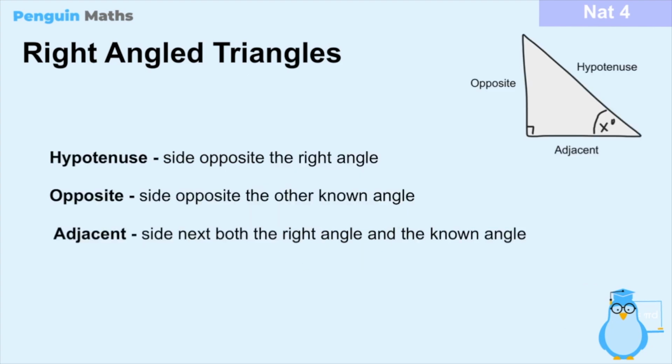So to summarise how we label each side of the right angled triangle, the hypotenuse is the side opposite the right angle, as we can see. The opposite side is the side opposite the other known angle, as we can see here. And the adjacent is the side next to both the right angle and the known angle, like so. And the reason that I said the known angle is because obviously we have an angle in here as well, but this might be unknown in the question. Normally we only have a right angle and a known angle, an angle that we know the value of. So in that case, that's why we call the opposite the side opposite the known angle.